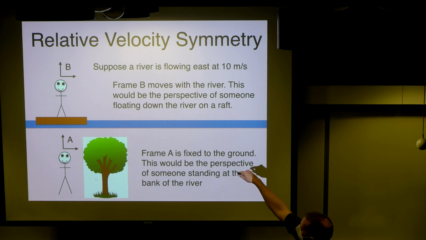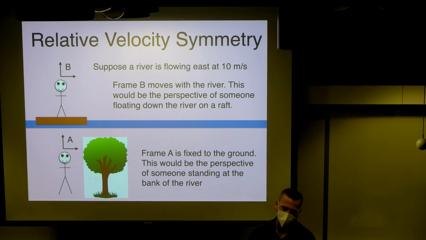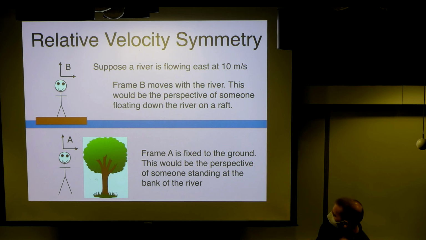So I want you to think of these two different frames of reference we have. Let's say we have a river, it's flowing due east, so it's going to the right at 10 meters per second from our perspective. Frame of reference B is the frame you see here that's moving with the river. Imagine someone standing on a raft that's floating, moving with the currents in the river. Frame of reference A is the perspective of someone standing on the ground on the shore. Those are the two frames of reference.